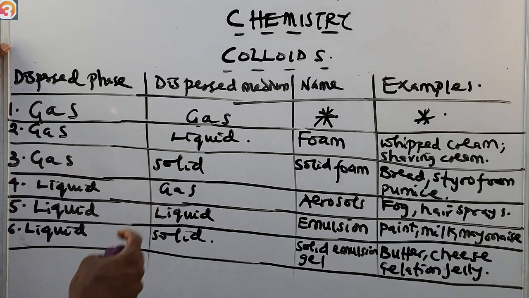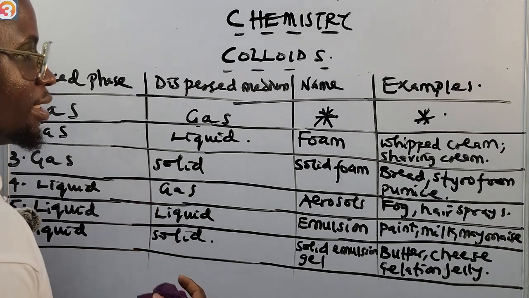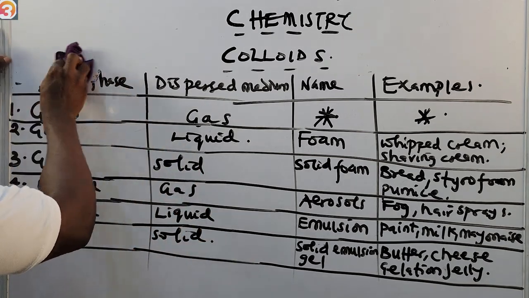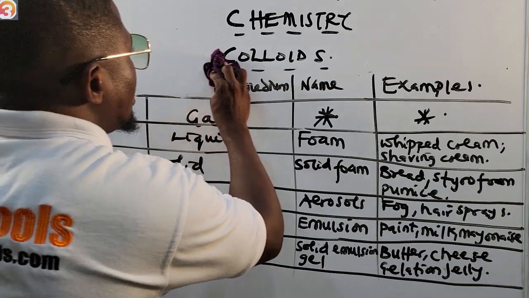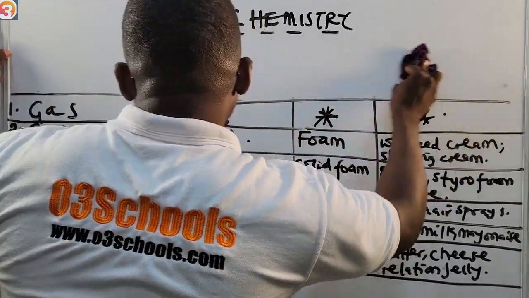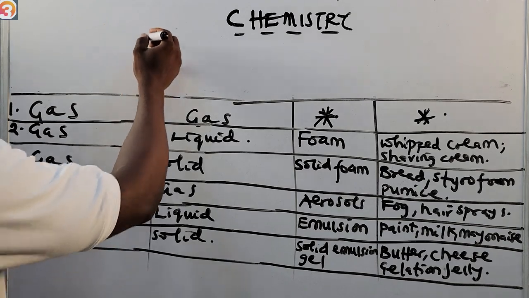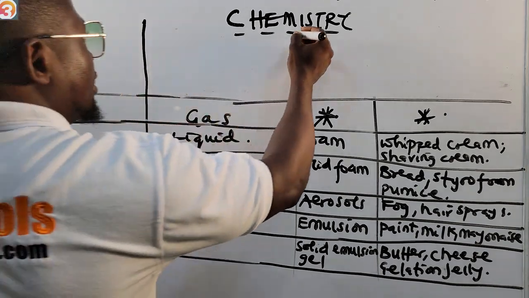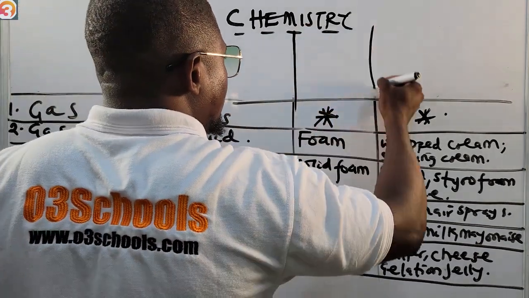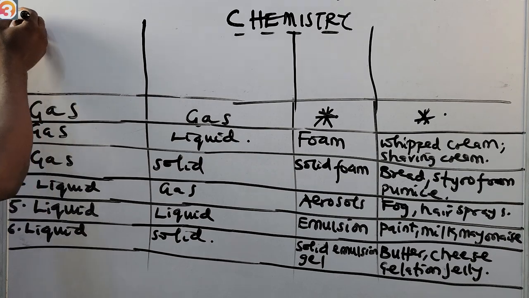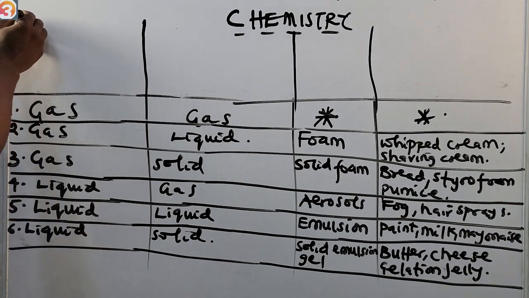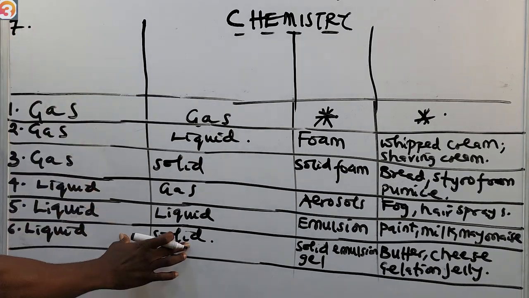All right. Because of space, so that we'll still have space to do other things, let us continue from the top. Then we now have number 7 at the top. Let me just draw this. So number 7, we'll start from solid gas to start with.